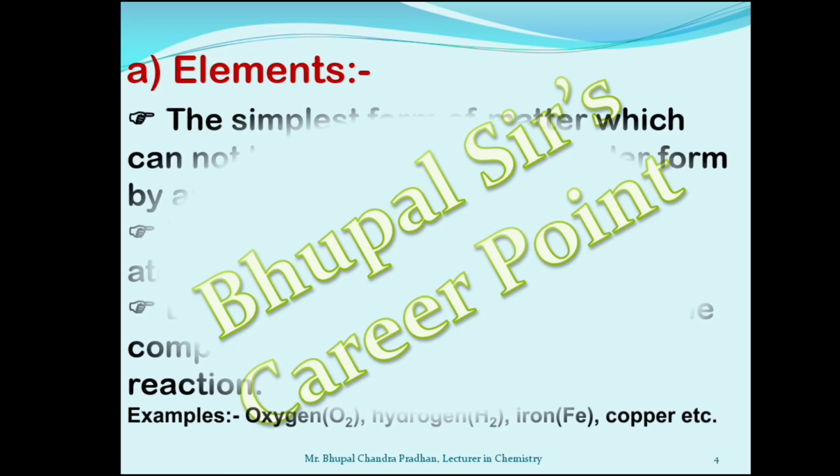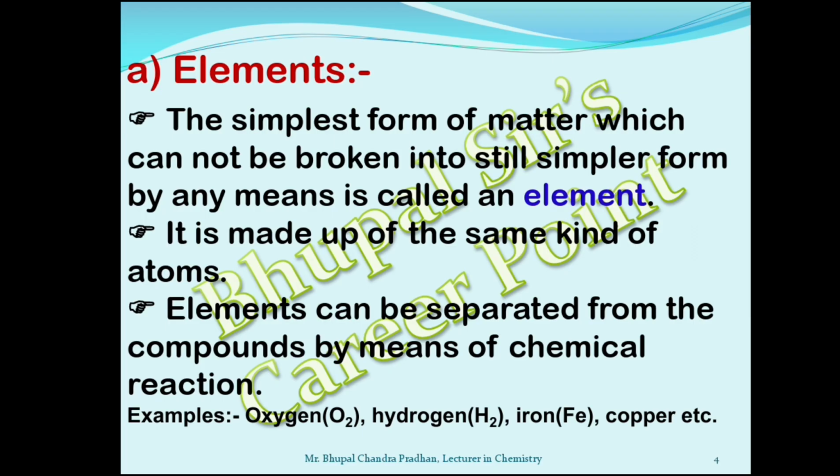What do you mean by elements? The simplest form of matter which cannot be broken into still simpler form by any means is called an element. So what is an element? The element is the simplest form of matter which cannot be broken into still simpler form. It is made up of the same kind of atoms.